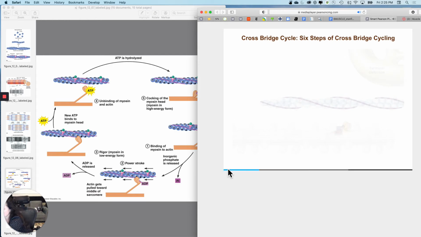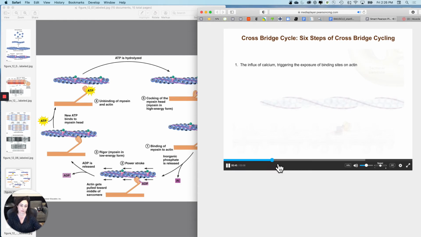For the purposes of easier understanding, however, let's break it down into 6 separate steps. 1. The influx of calcium, triggering the exposure of binding sites on actin. We haven't talked about that yet. 2. The binding of myosin to actin. That's where we start. 3.